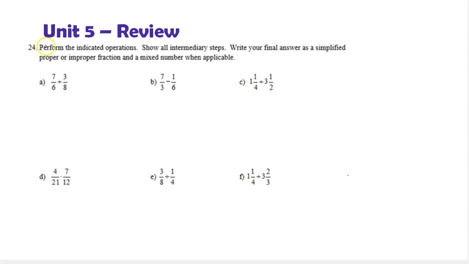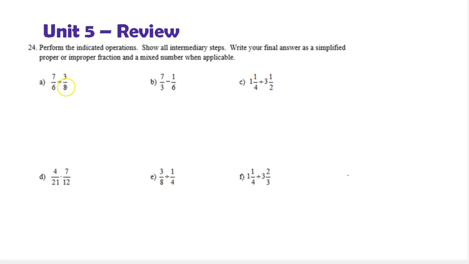Unit 5 Review Question 24. Perform the indicated operations, show all intermediary steps, write your final answer as a simplified proper or improper fraction and a mixed number when applicable. So question A, 7/6 plus 3/8.